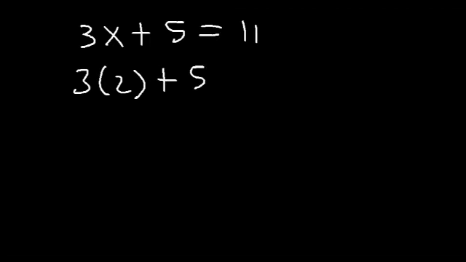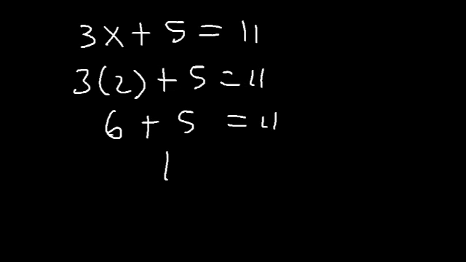And to check it, let's plug in 2 into the equation. 3 times 2 plus 5. We know that 3 times 2 is 6. 6 plus 5 is 11. And so 2 is the correct answer for x.